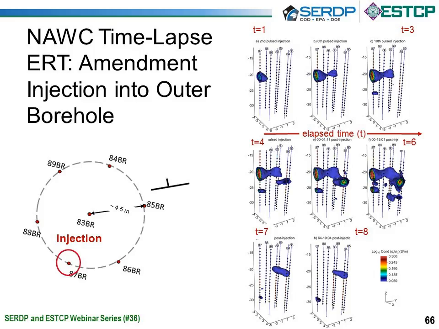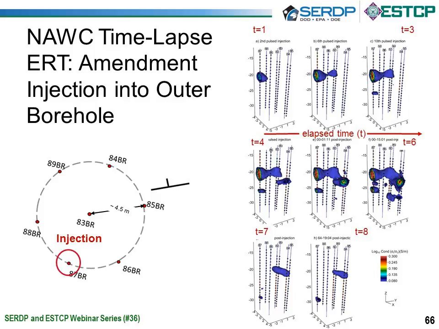So we did an amendment injection of molasses spiked with sodium bromide to increase the conductivity contrast between the host rock and the injection. And we started injecting at this outer borehole, and then we waited, and then we did ERT imaging. And we did that until all of our injectate was gone.